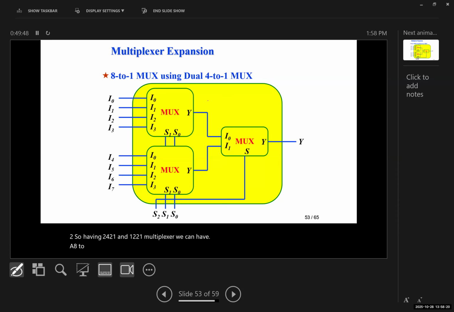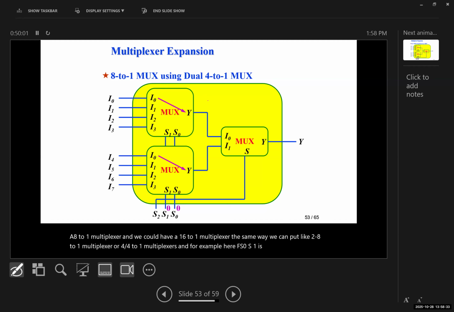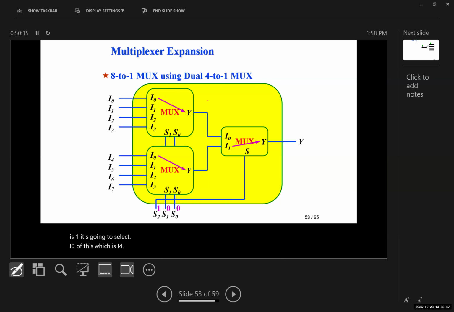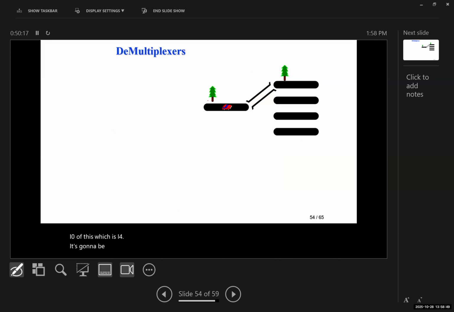And we can have a 16-to-1 multiplexer the same way. We can put like 2 8-to-1 multiplexers or 4 4-to-1 multiplexers. And for example, here, if S0, S1 is 0, 0, because the S0, S1s are both connected, then for both of them, it's going to select I0. And if S2 is 1, it's going to select I0 of this, which is I4. It's going to be I1, therefore Y would be I4.